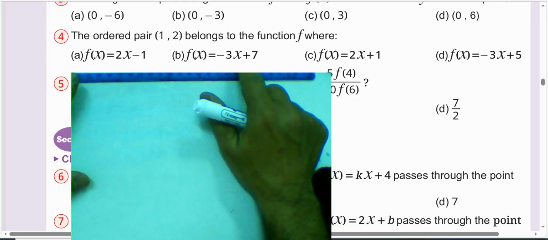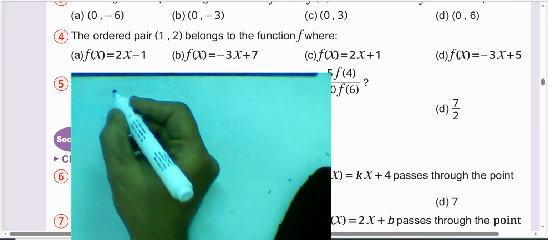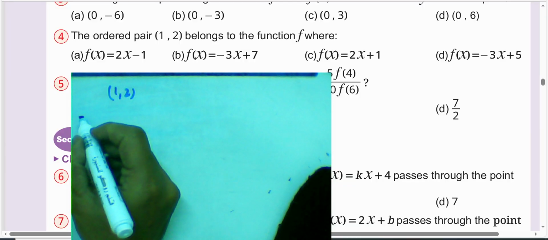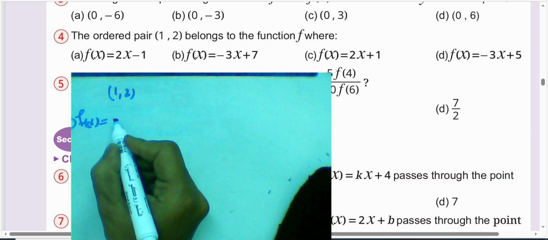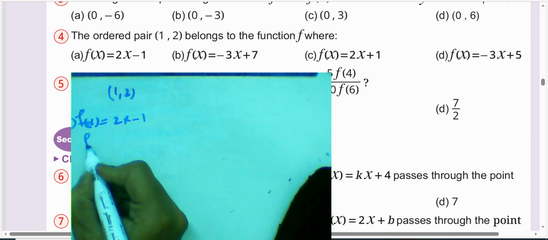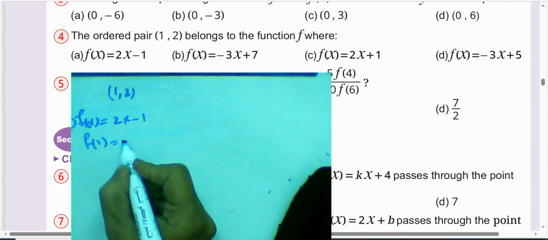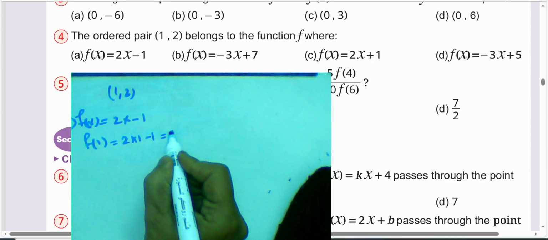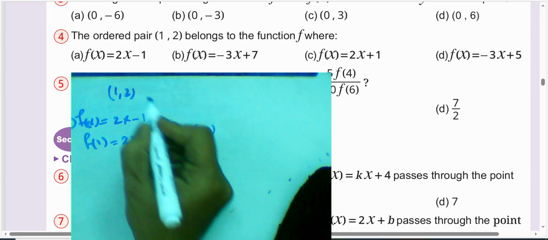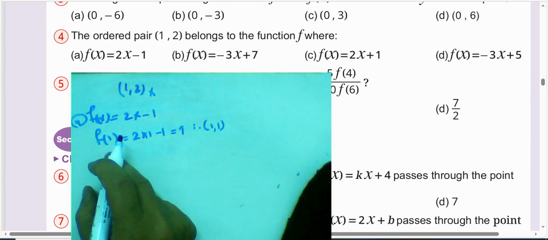The ordered pair 1 and 2 belongs to which function? 1 and 2. First function, letter A, we have f of x equal to 2x minus 1. We can write f of 1, put x equal 1, 2 times 1 minus 1, 2 minus 1 is 1. Then the point here is 1 and 1, not 1 and 2. Then it does not satisfy this function.